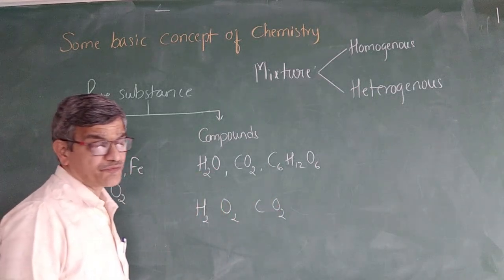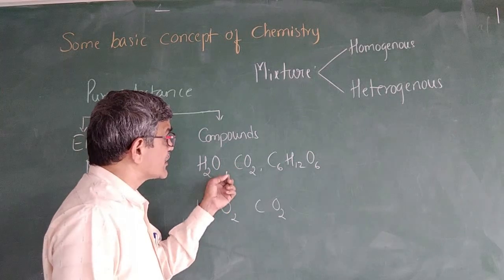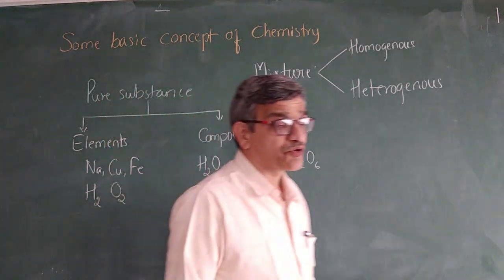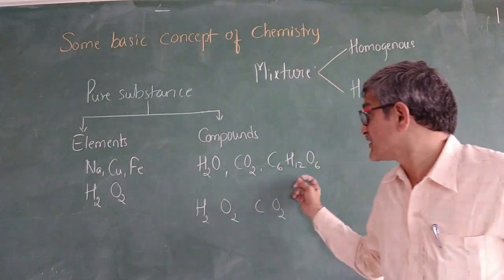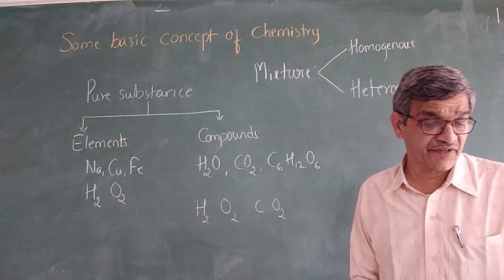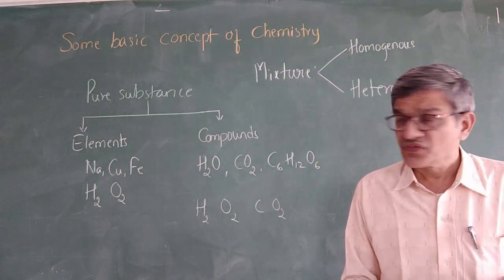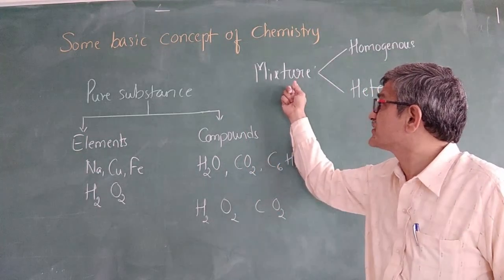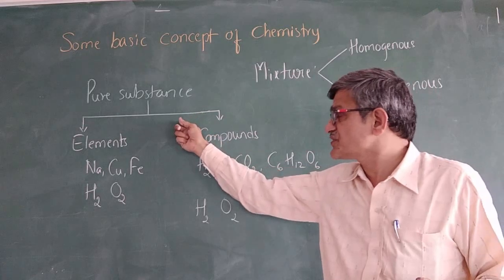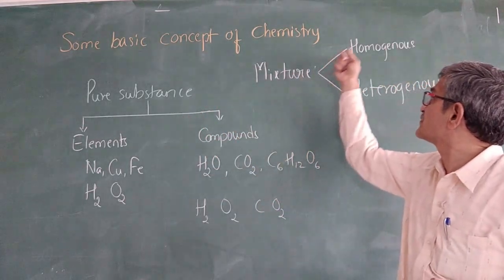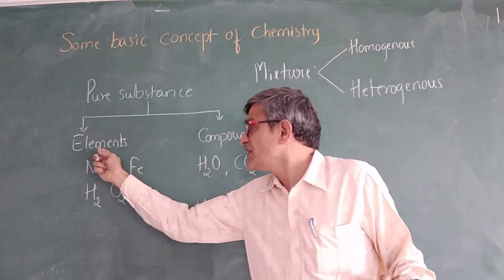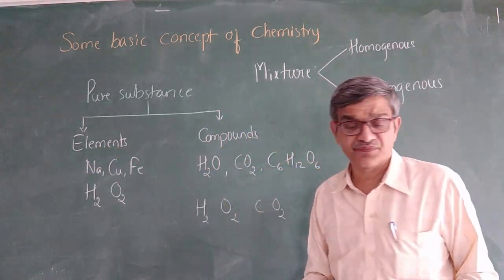Okay, I hope you follow it. This is about the compound. Similarly, C6H12O6 is glucose, so its property also changes. It's different. So the matter can be divided into two, that is a mixture and a pure substance. Mixture is divided as homogeneous and heterogeneous. Pure substances are divided into elements and compounds.